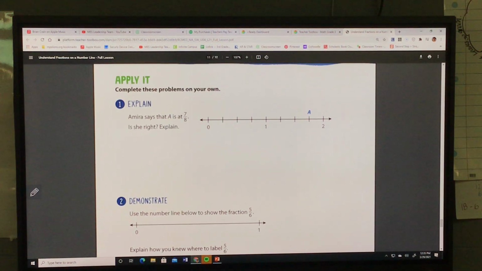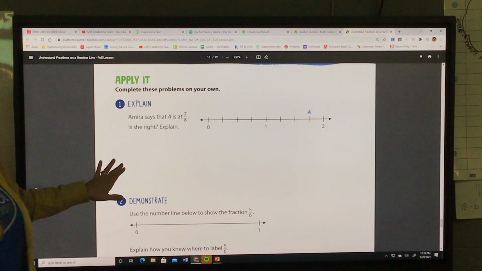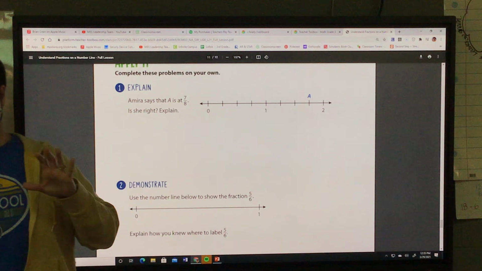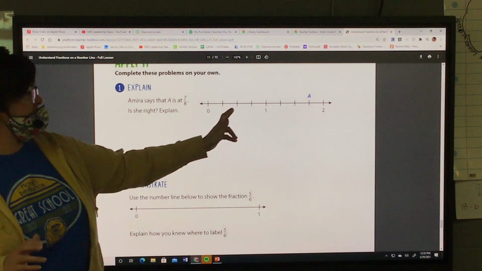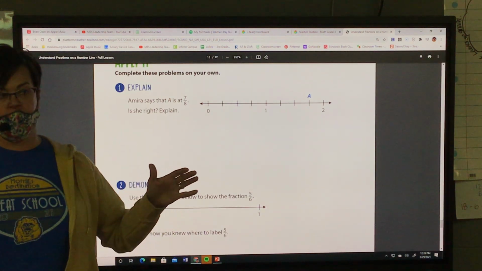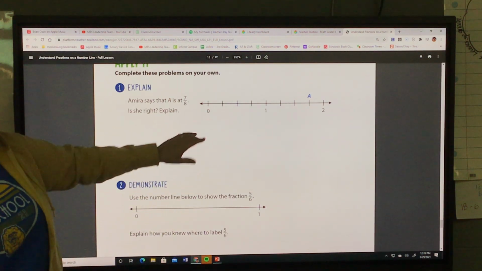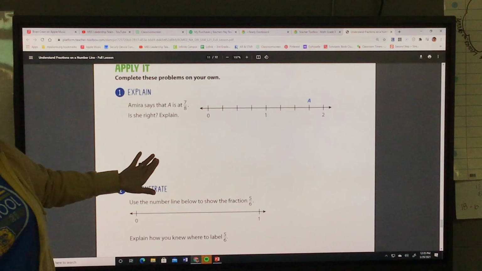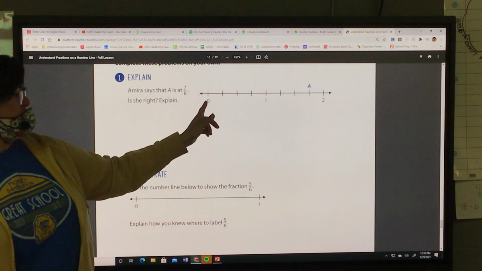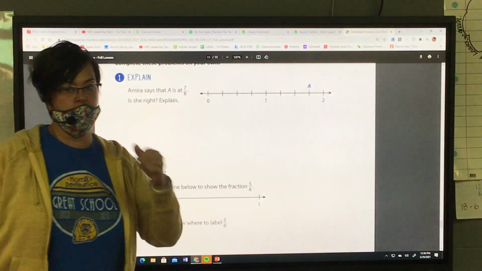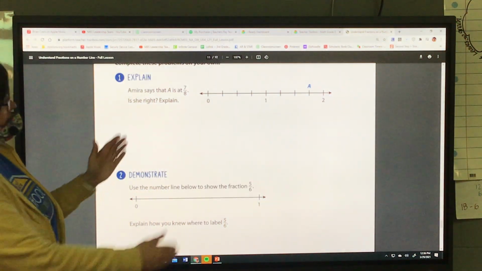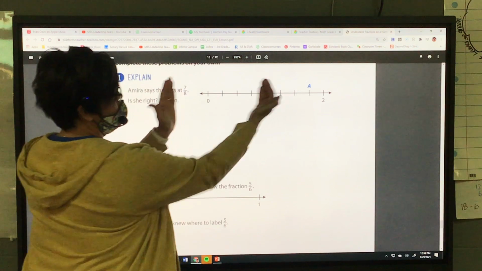Okay, another quick part of math for today, and then we'll move on. So now remember, when we're looking at number lines, we have to look to see what the whole numbers are. Look at this number line with me on page 479. There's 0, 1, and 2. For right now, let's just focus on 0 to 1.